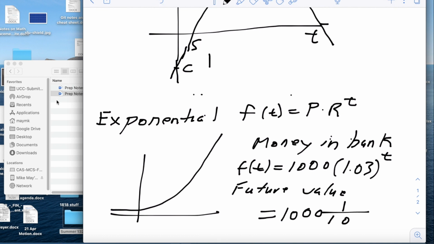I could have put the money in the bank for that many years. And so this tells me how much a promise of money in the future is worth today. So I know I'm going to get money, I'm just going to get it sometime in the future.